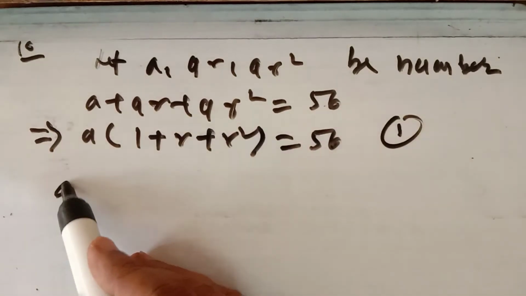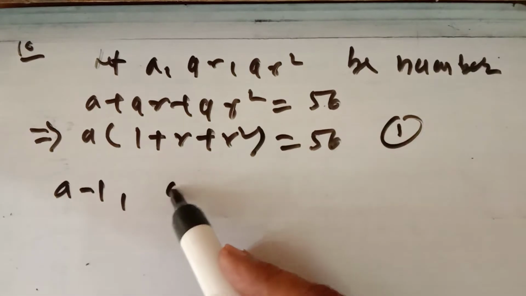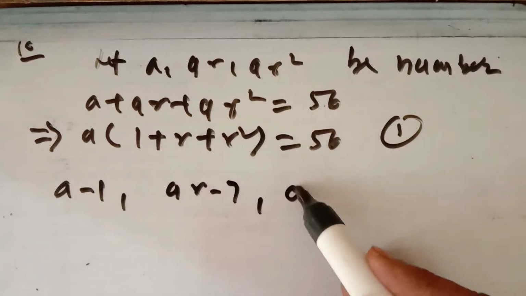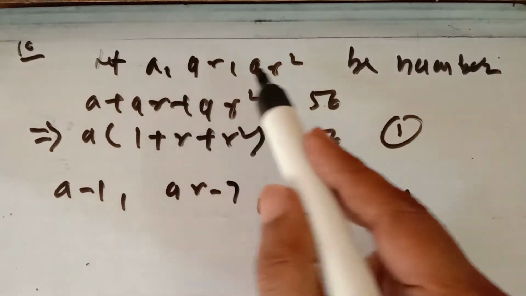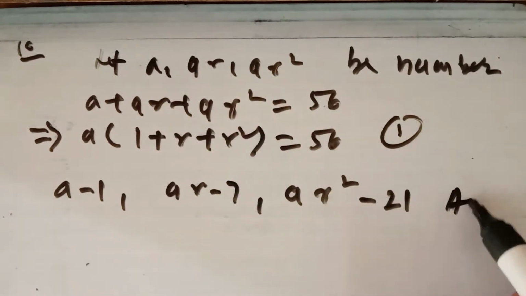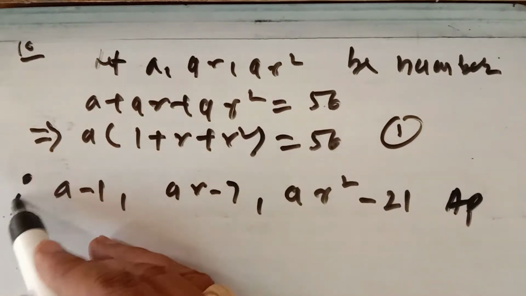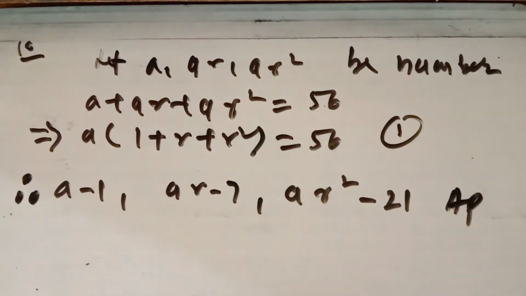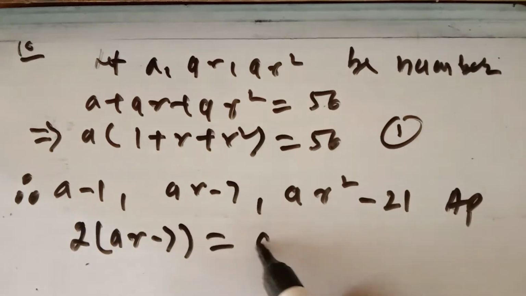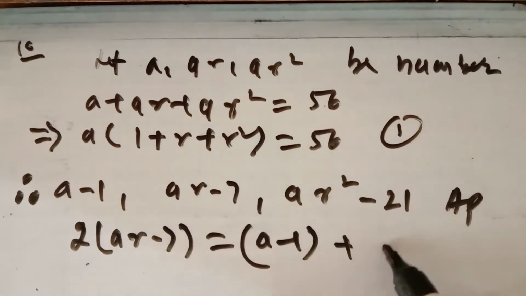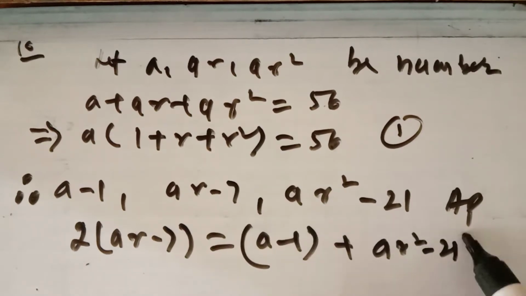Now it is given that if we subtract 1, 7 and 21 from these numbers in order, they are in AP. सब्ट्रैक्ट करने पर AP में आ जाते हैं. We note that if three numbers are in AP, then twice the middle term is equal to the sum of first and last. ये AP की कंडीशन होती है.